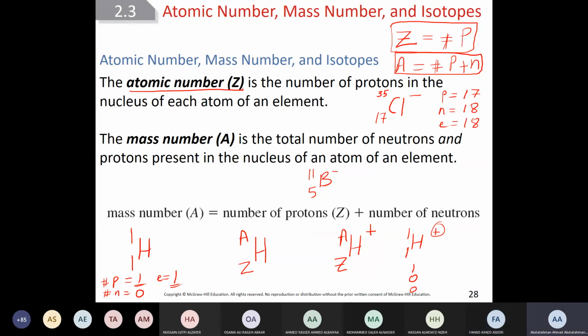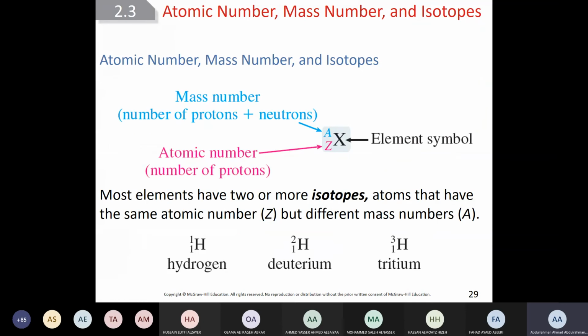Okay, 5, 11, with charge minus 3, let's say. Then how many protons? Quickly. 5. How many neutrons? 6. How many electrons? 8. Why? Because 5 plus 3. Exactly. Good. All right.